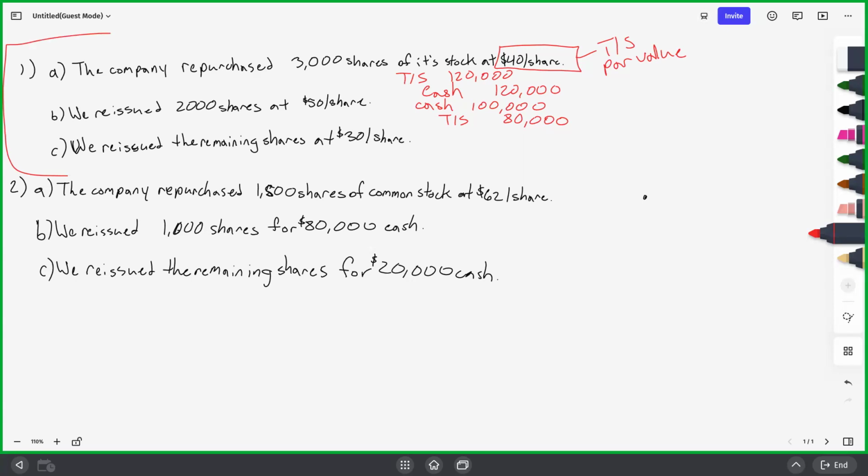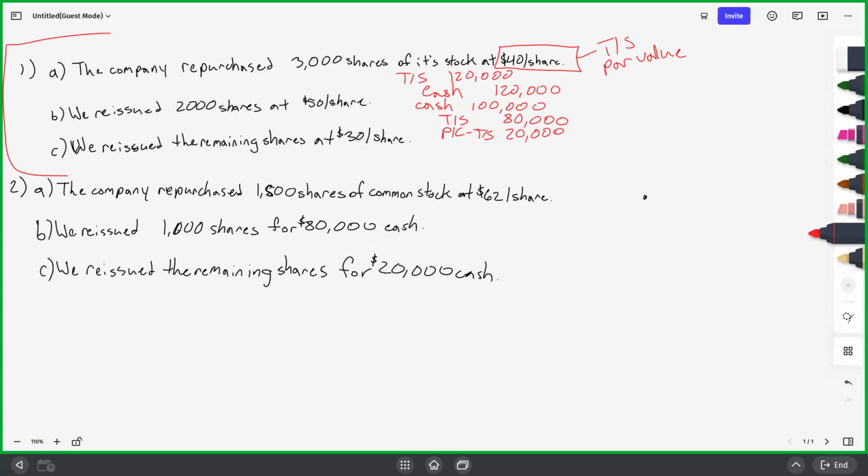Cool. All right, so what else do I have to do though? Additional paid in capital. So how much is that? Perfect.